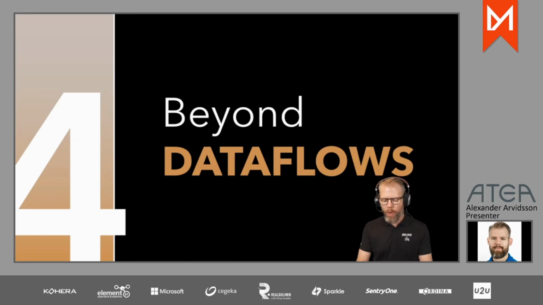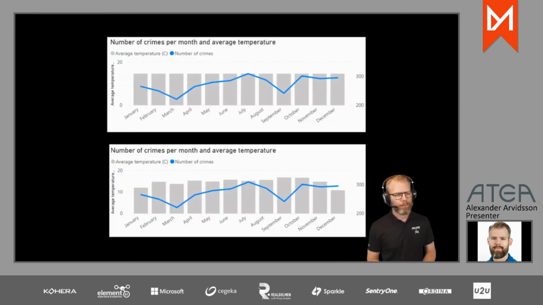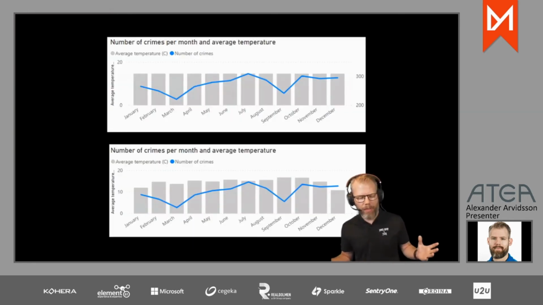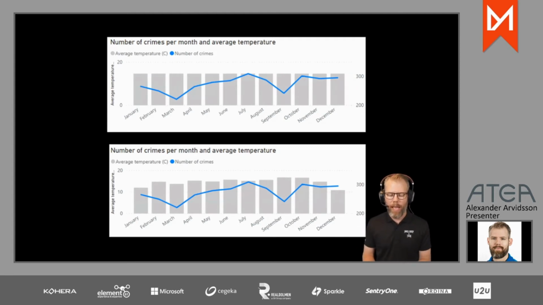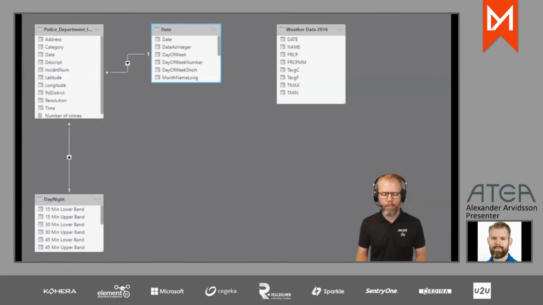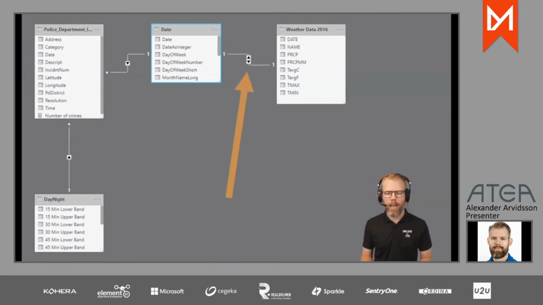And I'm going to show you what I mean with that. Remember this. First, we had the number of crimes per month and average temperature, and for some reason, I had the same temperature for all the months. But then I fixed it by adding a connection in my model, right? So what I did was I added this. And why am I showing you this again?